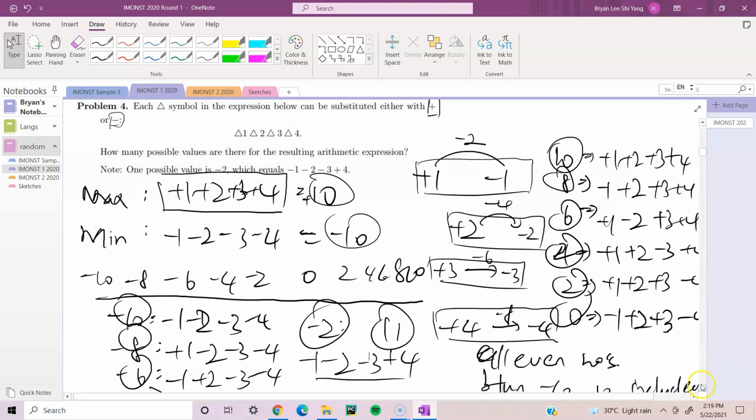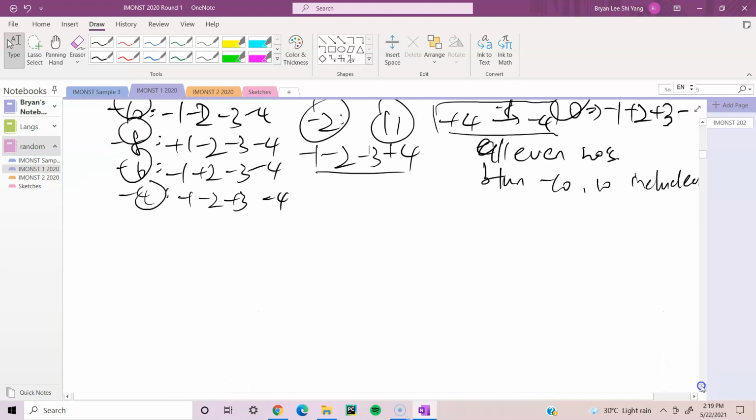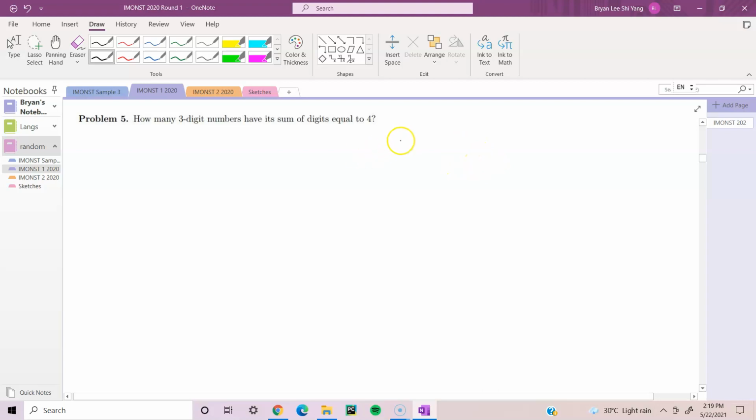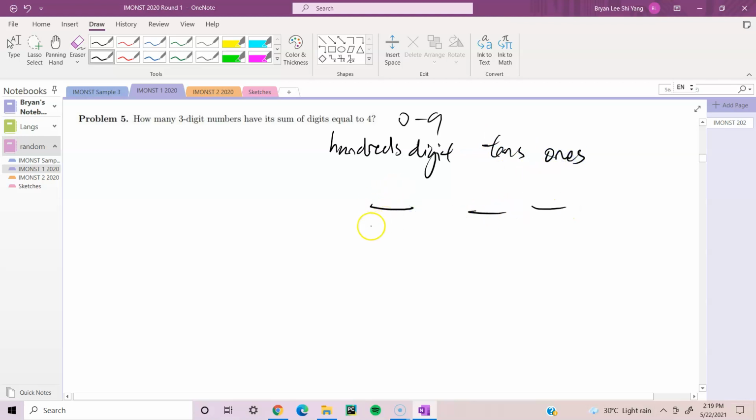So hope you guys understood. Now for the last question, which is here. This is also just a problem of listing out. So how many 3-digit numbers have sum of digits equal to 4? Now our digits could range from anywhere from 0 to 9, but note that we have a hundreds digit, a tens, and then a ones, right? So the hundreds digit could range anywhere from 1 to 9. It cannot be a 0, because if it's a 0, then it's a 2-digit number.